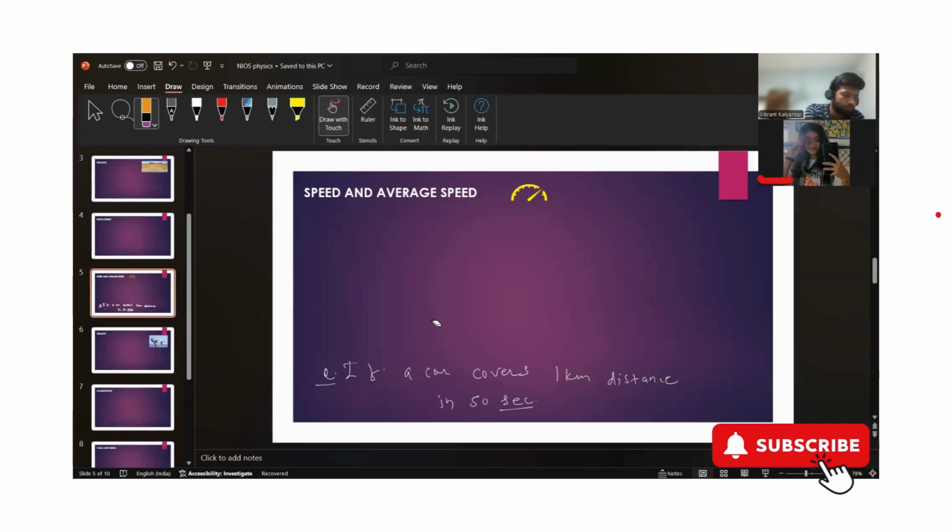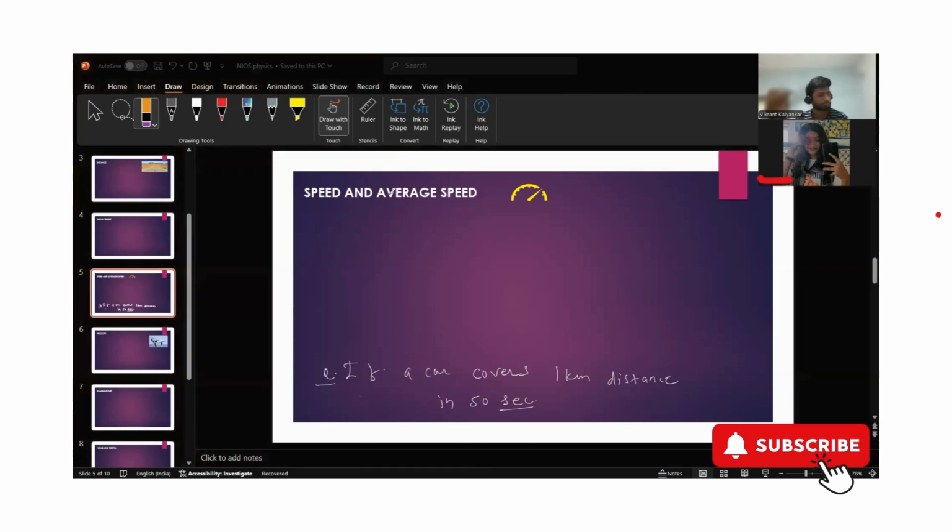So 72 kilometer per hour, and in meter per second, 20. Okay, so speed is equal to, the formula we are having, distance upon time. So distance is given, 1 kilometer. So 1 kilometer is nothing but 1000 meter, right? Upon 50 seconds. So 20 meter per second. Very good.